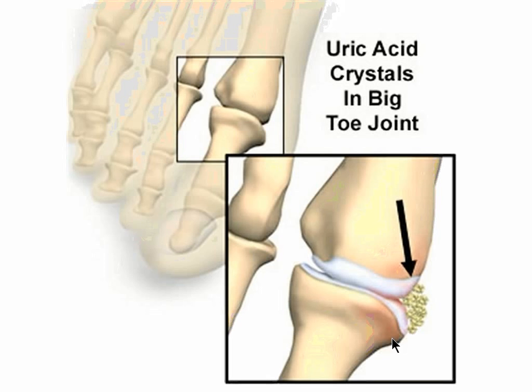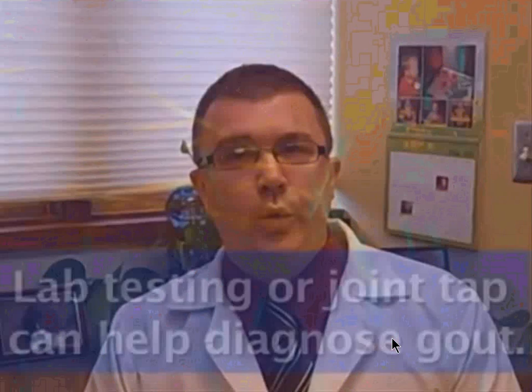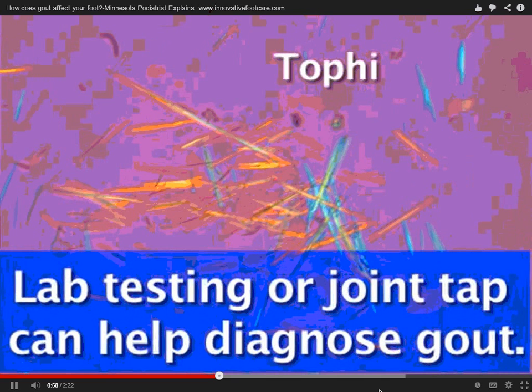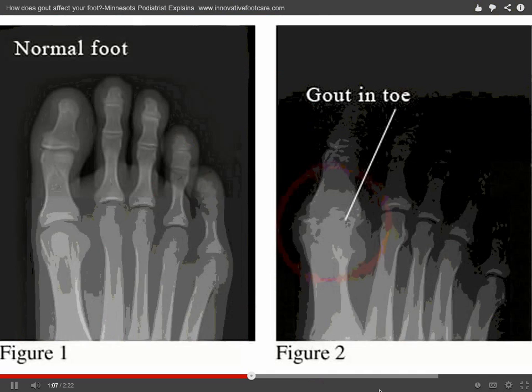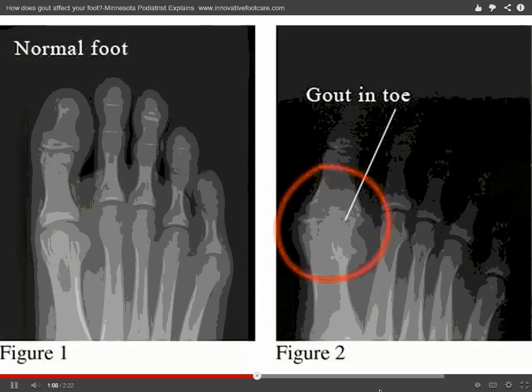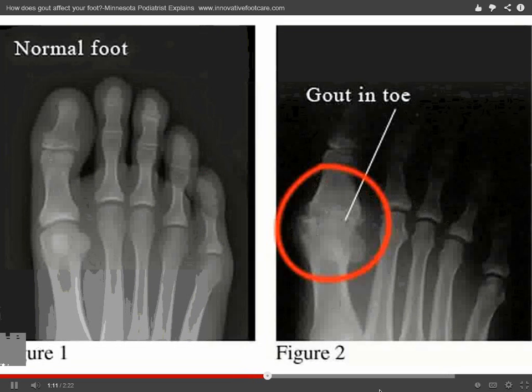Usually the patient comes in with a red, hot, swollen joint, and a good history and sometimes some lab work or a joint tap to test for gout-like crystals under a microscope. One of the differential diagnoses might be an infection of the joint, so it's important to confirm the diagnosis of gout.